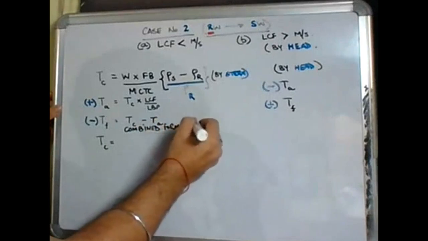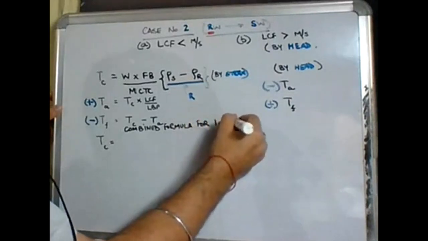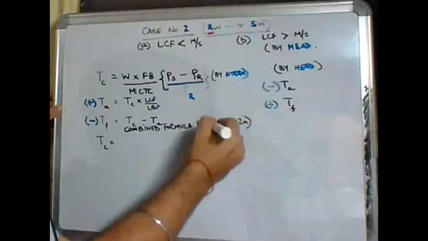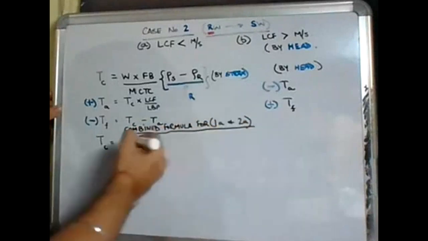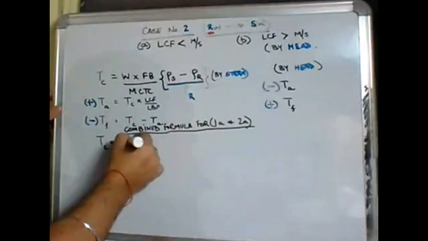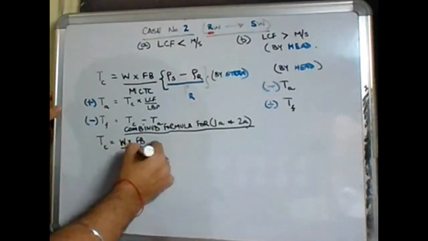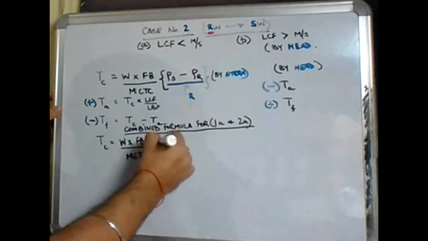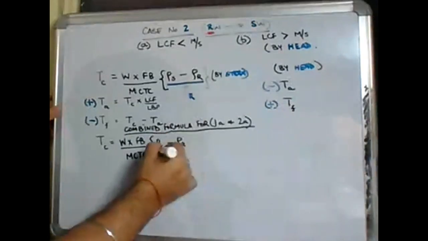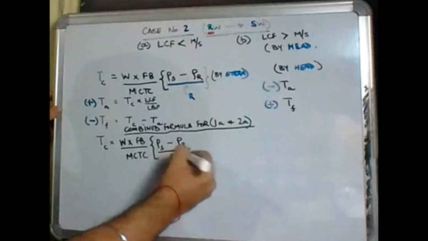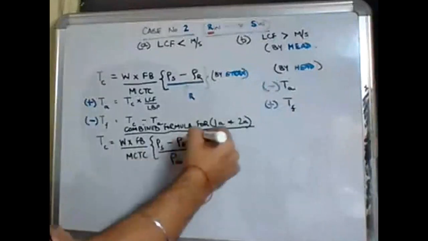Combined formula for 1A and 2A, because these are the most popular cases. That's why I'm sticking to 1A and 2A. TC will be equal to W into FB upon MCTC, bracket rho S minus rho R, upon rho initial. जो भी मेरी इनिशियल डेंसिटी आप दोगे उसके हिसाब से बनेगा ये.